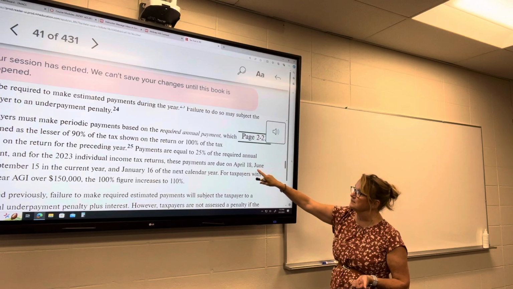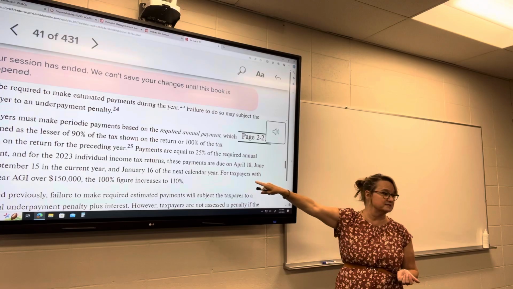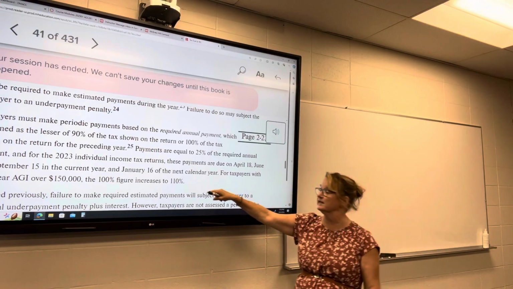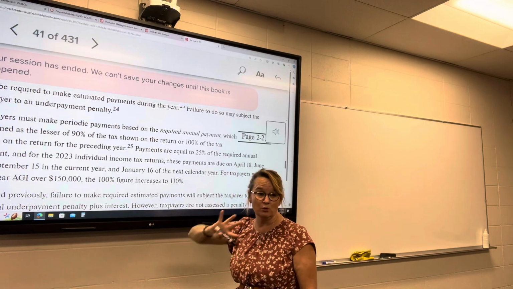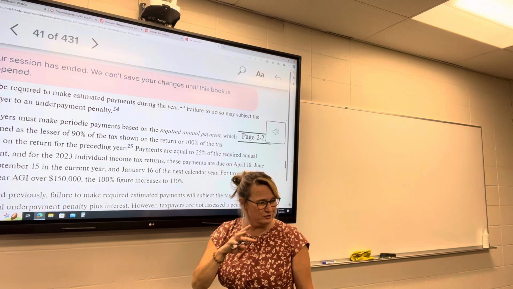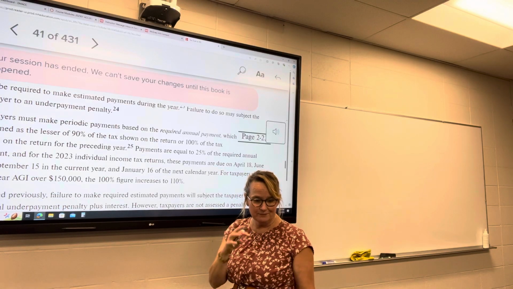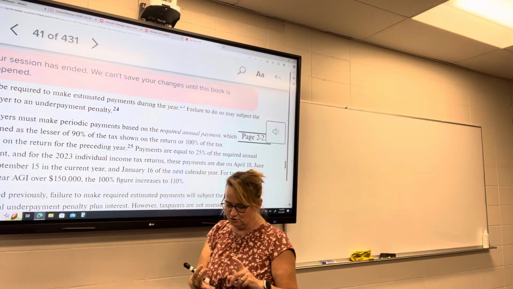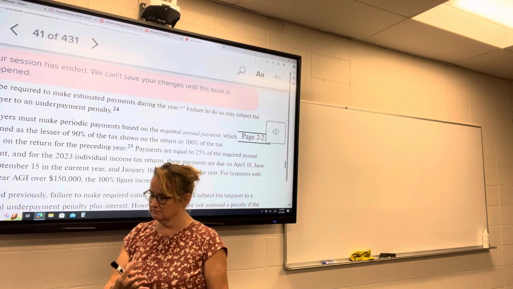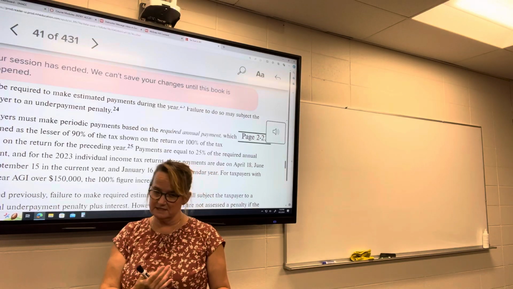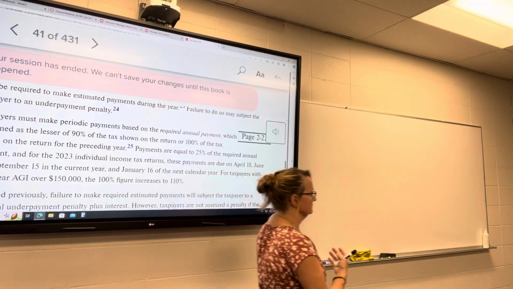And it has to be each of those estimated payments, that's how those estimated payments are calculated, and they're 4 equal payments that are made. They're called quarterly payments, but they're not actually done quarterly. April 15th, June 15th, September 15th, and January 15th is when they're due.